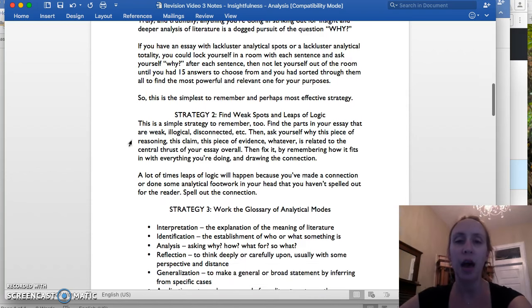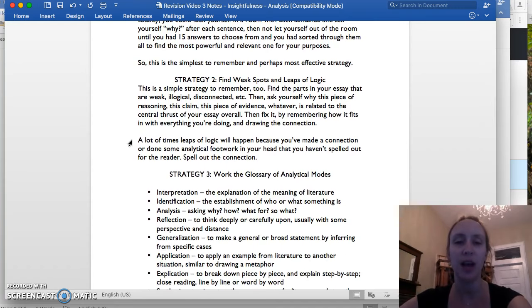Strategy 2, find weak spots and leaps of logic. So this is simple to remember too. Find the parts in your essay that are not really quite clear, not really quite connected to your thesis. Then ask yourself why this piece of reasoning, this claim, whatever sentence or sentences you're talking about, is related to the central thrust of your essay overall, which will usually be a thesis. Then fix it by remembering how it fits in with everything else you're talking about and explicitly drawing the connection in the way of writing a sentence or two that you include in your essay.